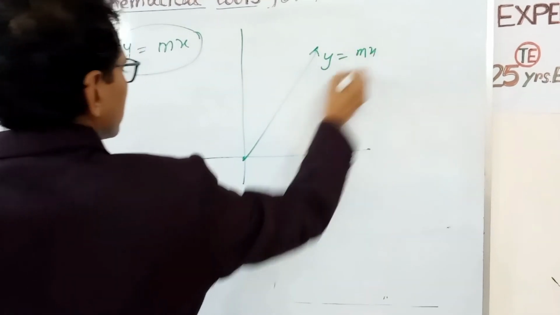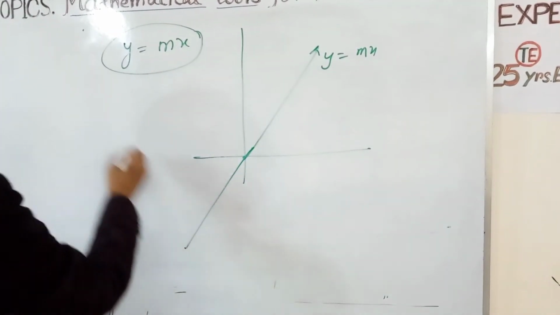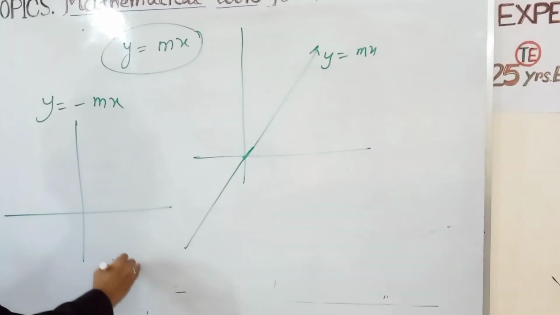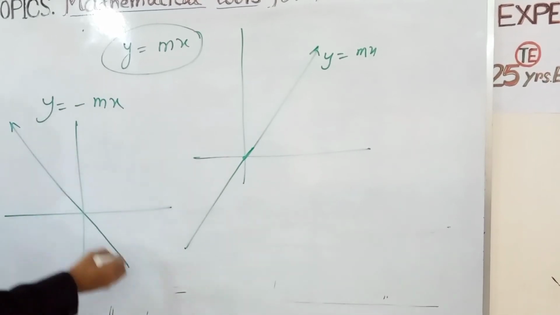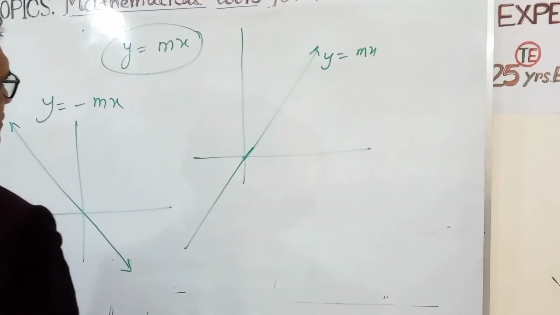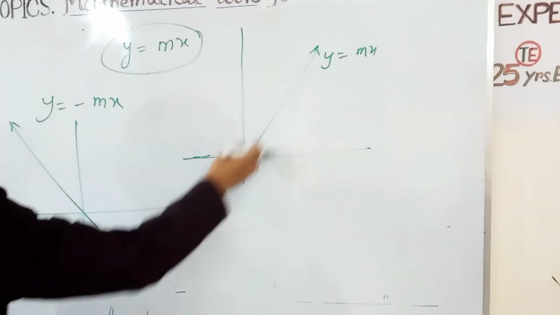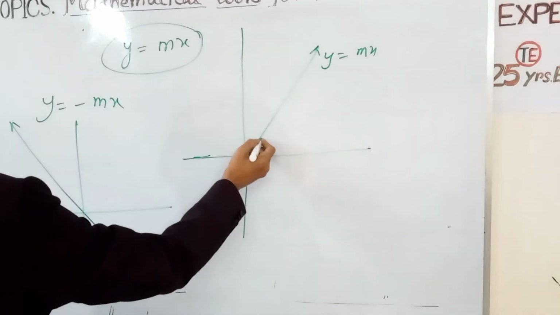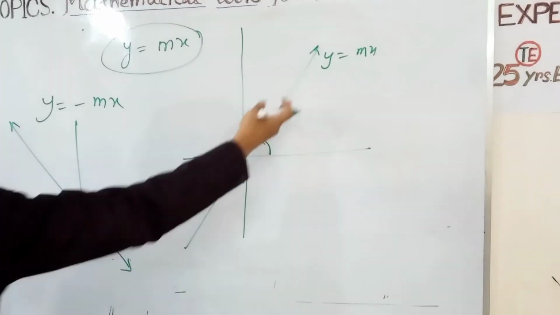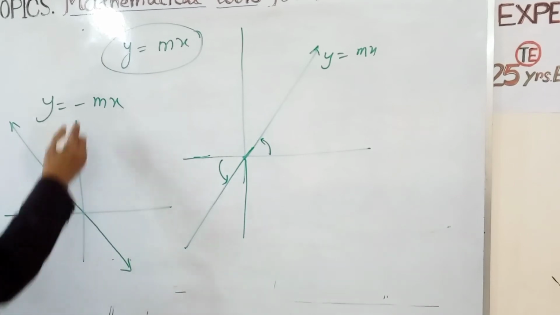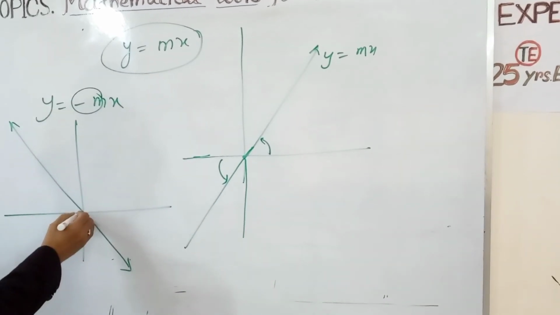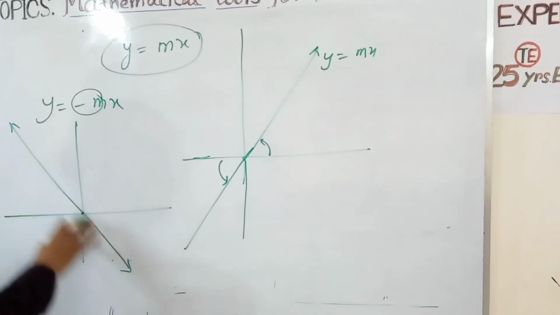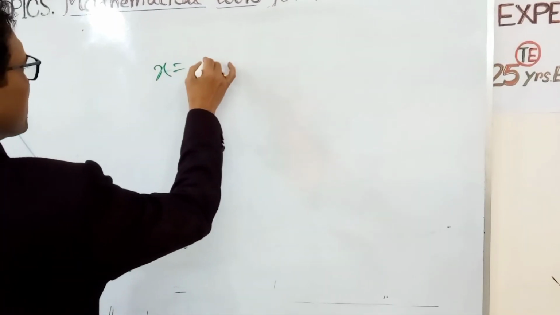This is y equal to mx. If y equal to minus mx is given, then this is the rough figure of the straight line. Y equal to mx forms a straight line passing through the origin, and it passes through the first and third quadrants. If m is negative, then the straight line passes through the origin and along the second quadrant and fourth quadrant.